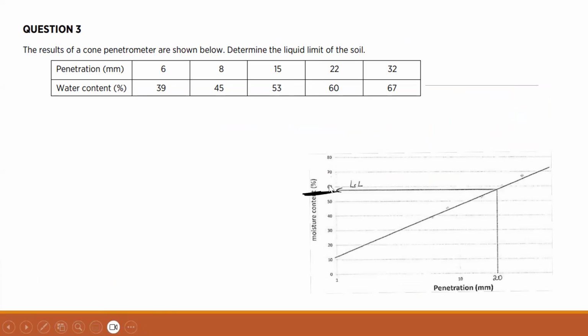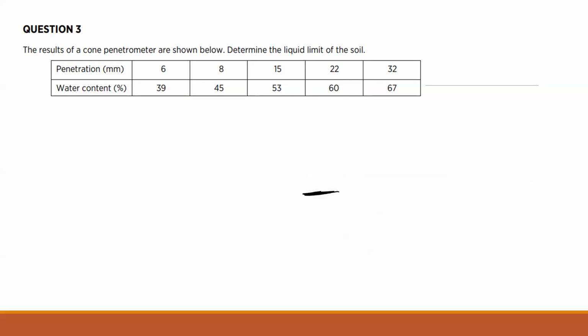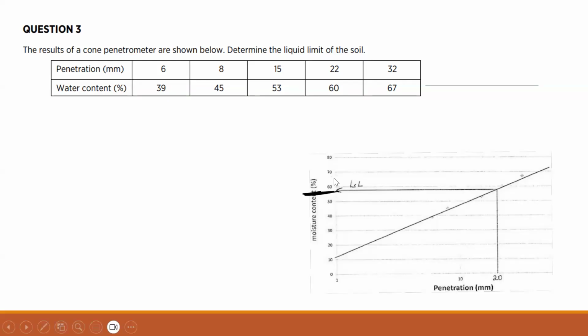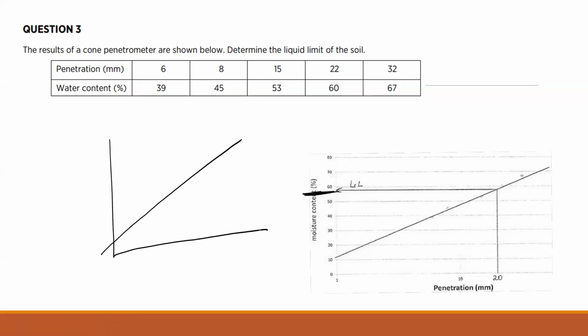The graph should be the other way around, because when the moisture content is high, the penetration is high. In the previous one, when the moisture content is high, the number of blows is less. So here, sorry about that, your graph is the other way around because when the moisture content is high, penetration is high.